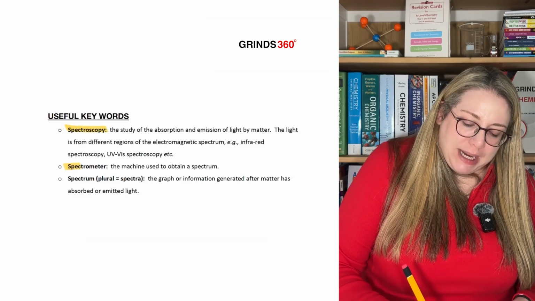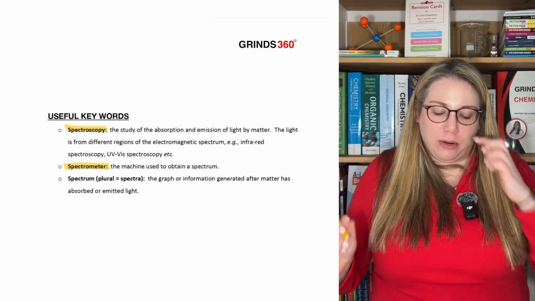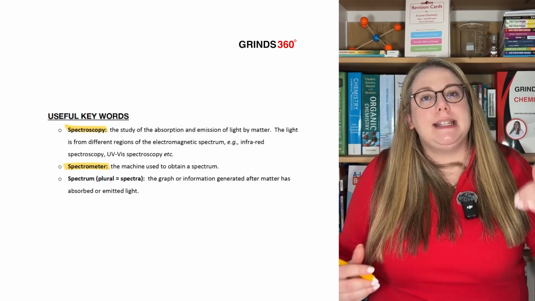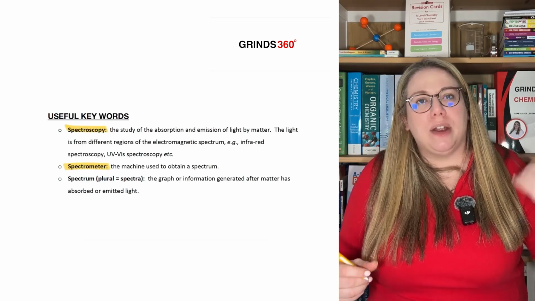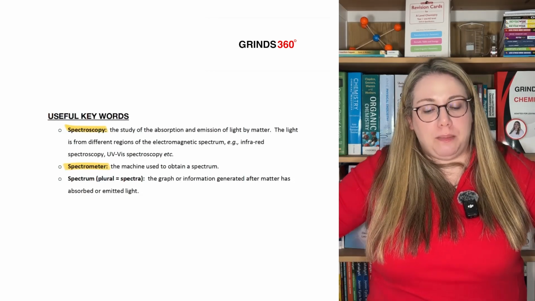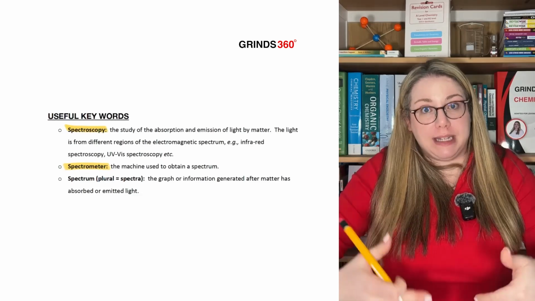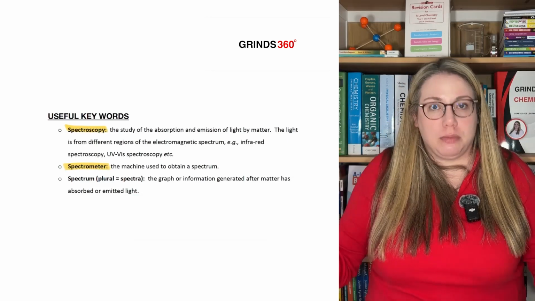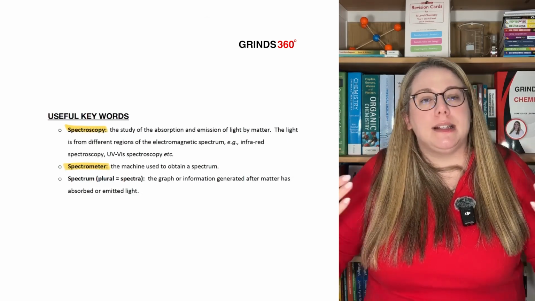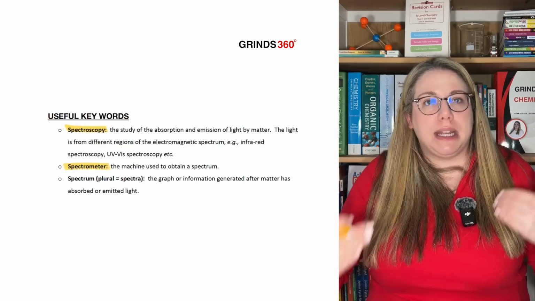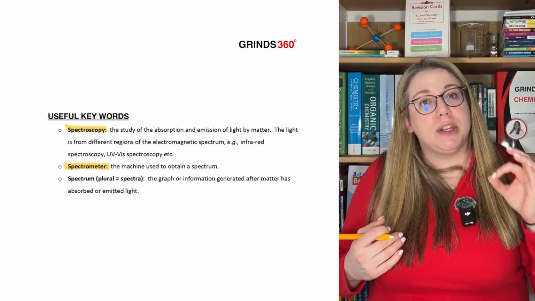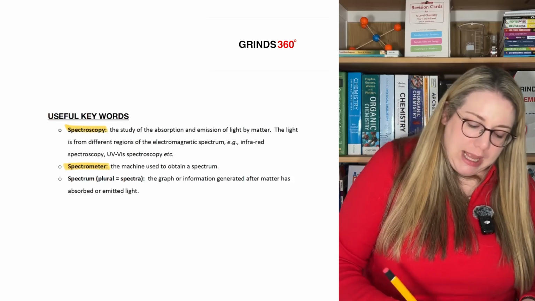The word spectrometer. Now, this caught everyone in 2024. This is the machine that carries out the analysis. So you've got a big box, you put the sample into the box, and then the spectrometer, which is the box, does the analysis for you. It looks at how the sample interacts with light. So the spectrometer is the machine.